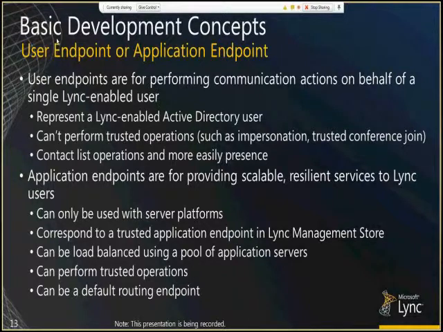As I mentioned, there are trusted operations that application endpoints can perform that user endpoints can't, like impersonating users or joining conferences invisibly. They can also be something called a default routing endpoint, which basically means that if a message comes into your application's listening port and it's not addressed to any specific endpoint that your application is managing, it will default to your default routing endpoint. There are a couple of reasons why you might use this, which I won't go into now, but if you're curious, you can ask during the questions or post on the forums.